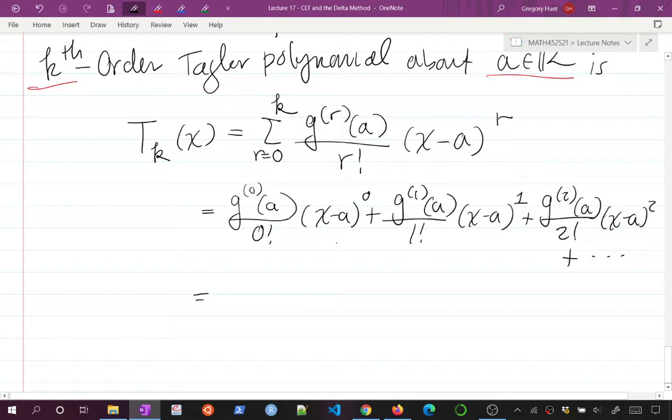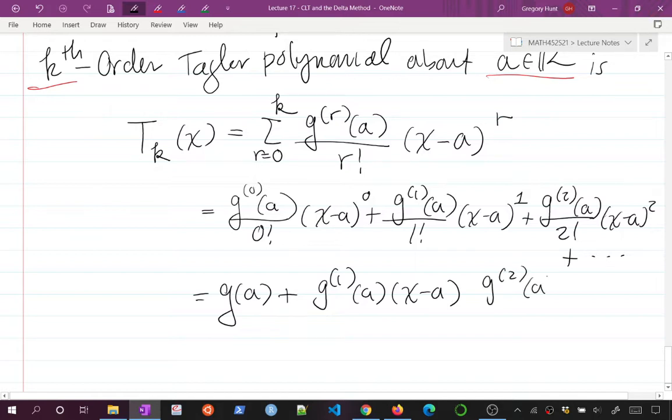x minus a to the 0 is 1, 0 factorial is 1. We're going to call the zeroth derivative, it's abusive notation, but that's just going to be our function g. Say the first derivative at a times x minus a, the second derivative at a over 2 times x minus a squared, etc. So typically we only need to really consider, and for this theorem, we're only going to need to consider 2 terms out, but up to whatever k terms.